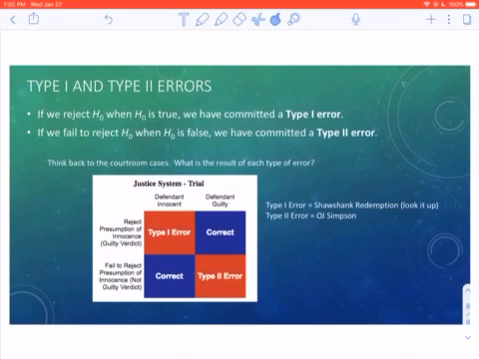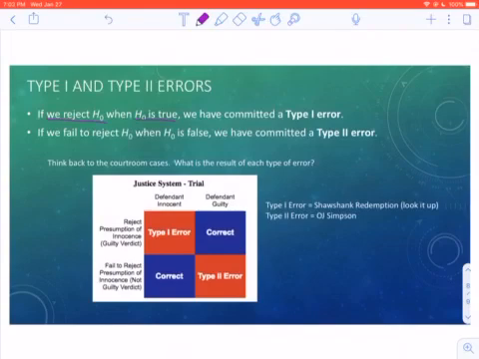So we did an example talking about jury trials. So there are two types of errors you can come up with as a statistician. If you reject H-naught when it's actually true, and I shouldn't have rejected it, that's something called committing a type 1 error. If we fail to reject H-naught but it was false, then we've committed a type 2 error.